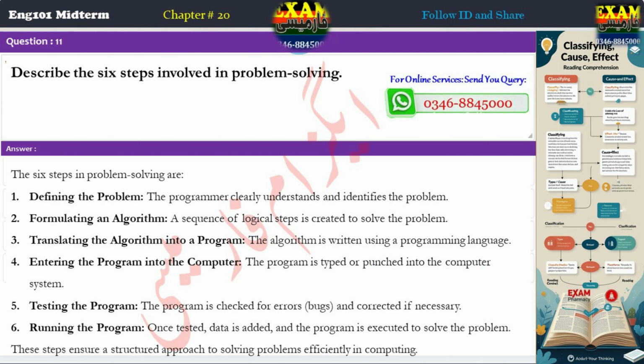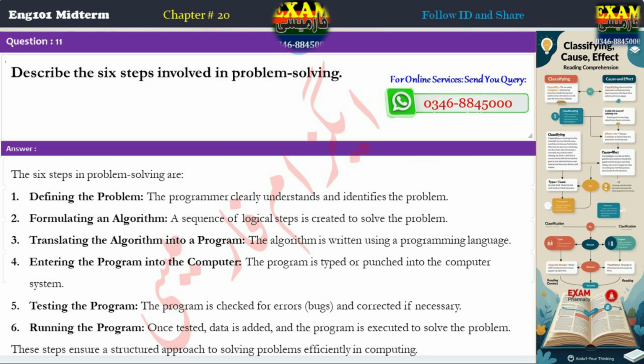Question 11. Describe the 6 steps involved in problem solving. Answer. The 6 steps in problem solving are 1. Defining the problem. The programmer clearly understands and identifies the problem. 2. Formulating an algorithm. A sequence of logical steps is created to solve the problem. 3. Translating the algorithm into a program. The algorithm is written using a programming language.